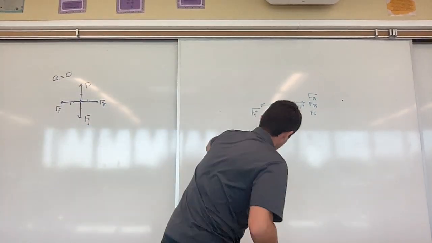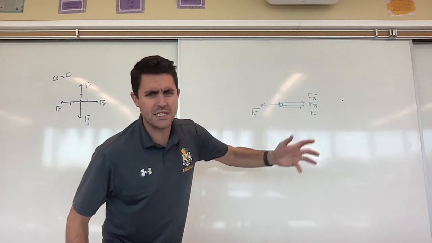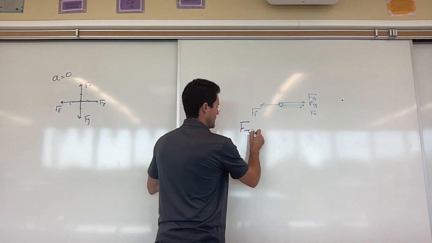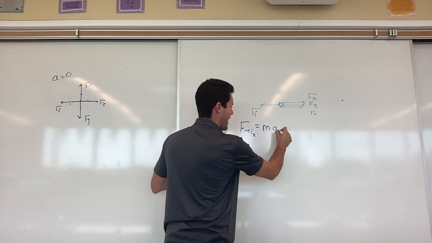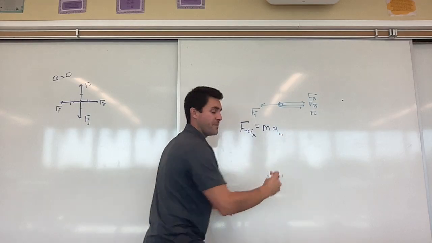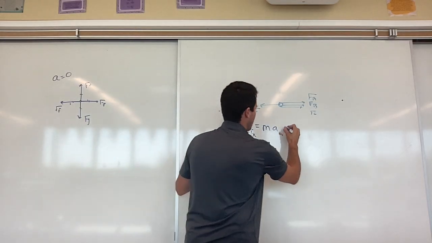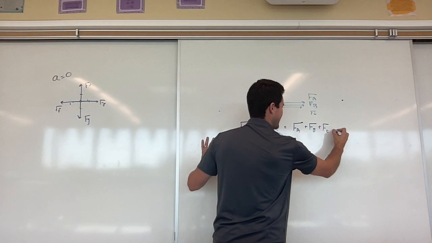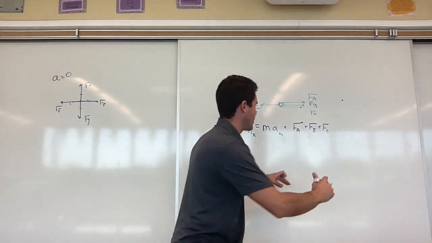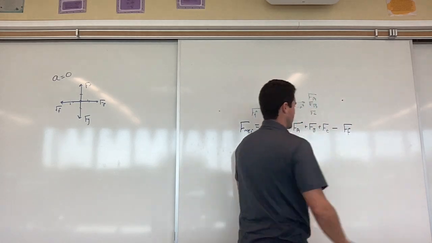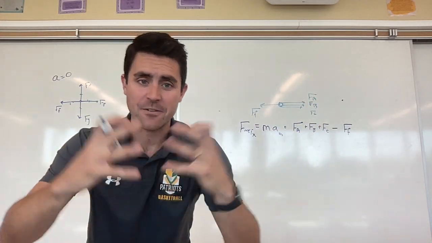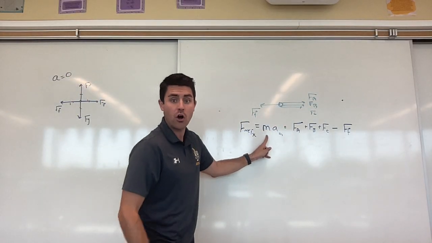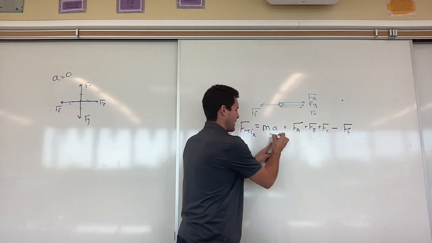Now we write an F net for our FBD. F net in the x direction is always equal to MA, where A is the acceleration of the system, how fast the whole car or truck is moving. I've got FA plus FB plus FC, because all of us push in the same direction, minus the force of friction. If I add all these up, I call that a net force, a total force, and that equals the mass of the car or truck times the acceleration.